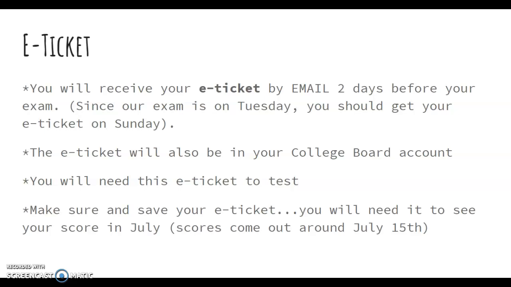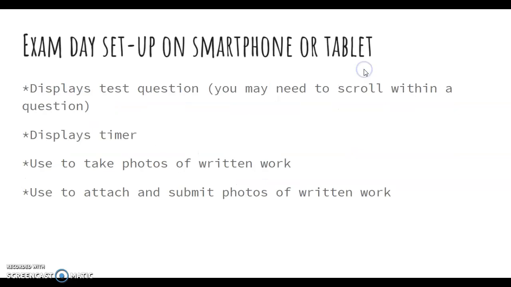So you will need this e-ticket to take the test. So print it off or write down whatever the information is on it, but you need to have that for your test. And then that e-ticket will also be the way that you can check your score in July. Scores are coming out a little later this year, so around July 15th we'll get the scores, but you will need the e-ticket for that. So 2 days before your test, so on Sunday, you should have your e-ticket.